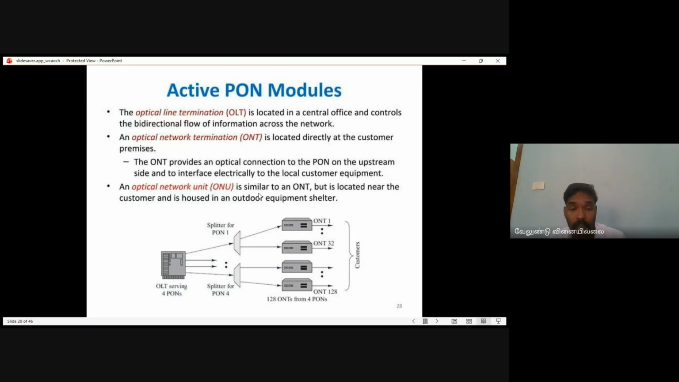You can see here the OLT. OLT means what? Optical line termination. And next is the ONT. ONTs are optical network terminations, and all the things are connected to us. The ONT is located near the customer. ONU means optical network unit, which is located at the subscriber or the users. Here the splitters are there, and the multiplexers.